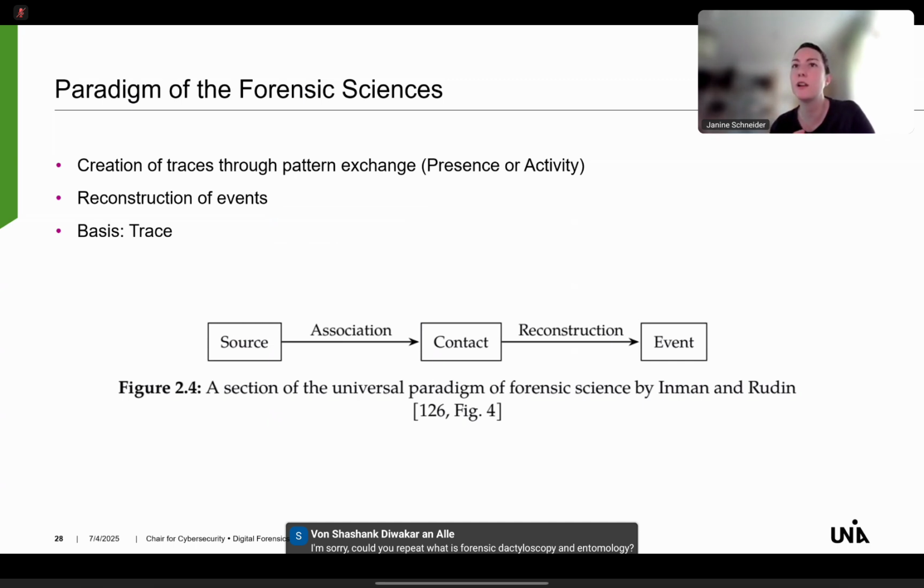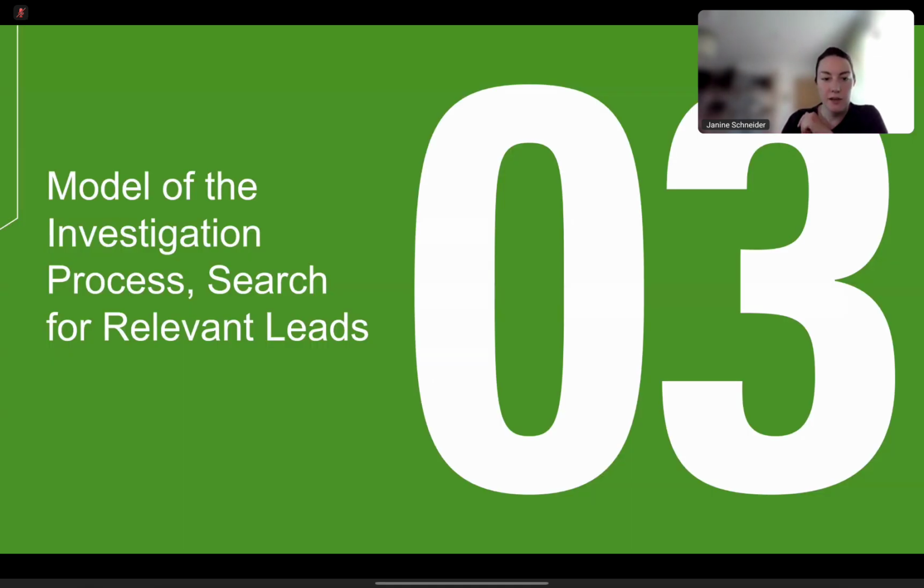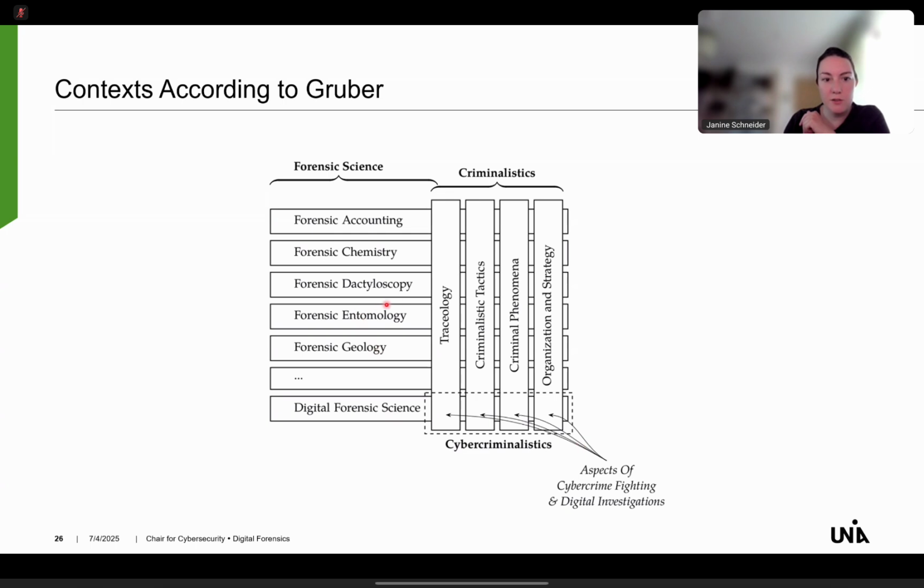Okay, there's a question in the chat. I'm sorry, could you repeat what is forensic dactyloscopy and entomology? Okay, so dactyloscopy deals with fingerprints, and entomology deals with bugs.